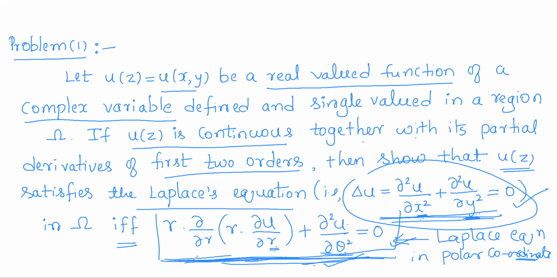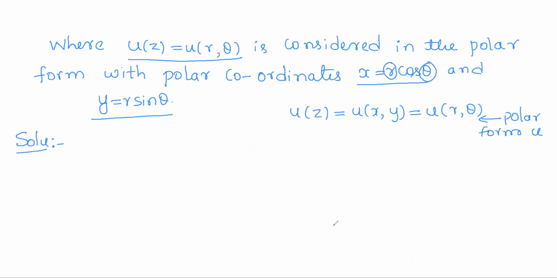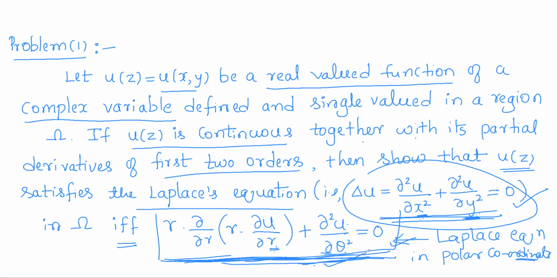That means we will convert this equation which is in r and theta to the form of x and y. Later we'll compare it, right? So the first thing we'll do is convert the given equation in terms of the Cartesian coordinates x and y using the polar coordinates, right?